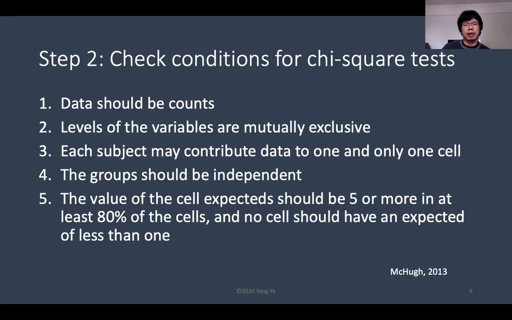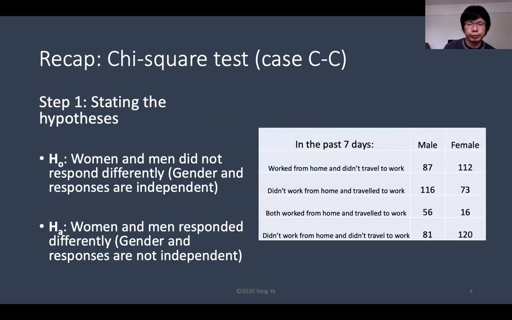So they should be counts, right? The levels of the variables should be mutually exclusive. Which means that in our example here, if a male participant has selected didn't work from home and travel to work, he could not have selected other options. So these options are mutually exclusive. Each participant can only select one of the 4 options. That's what it means.